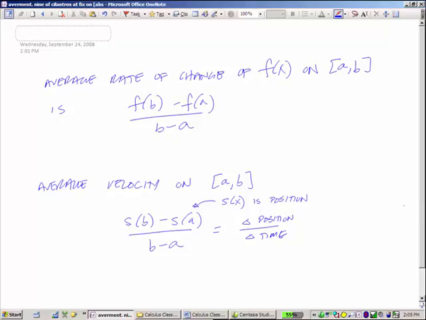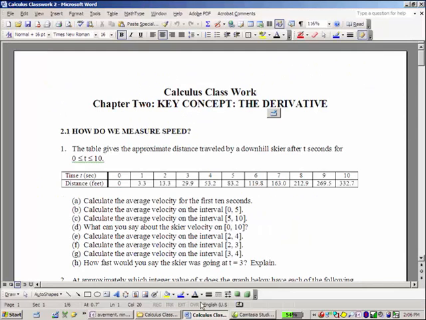So we're actually going to look at average rates of change, and we actually did this last year. One of the things that we're going to be looking at, though, is what happens to that average rate of change when A and B get closer and closer and closer. And we'll take a look at an example. So let's look at this skiing table, and it's the distance traveled by a downhill skier for the first 10 seconds. Calculate the average velocity for the first 10 seconds.